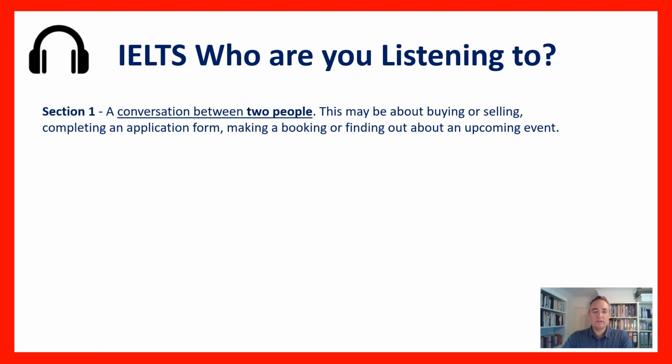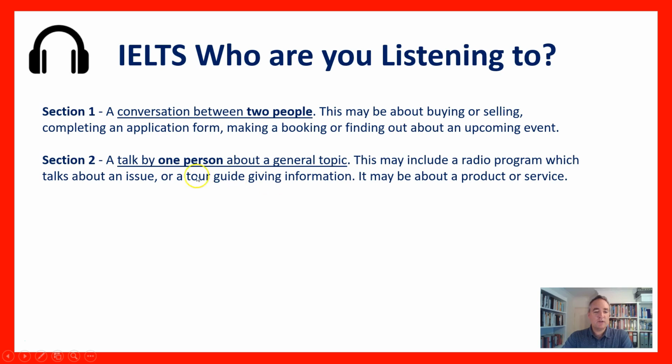So, who are you speaking to? Again, section 1, a conversation between two people. This is so important because if you know who you're listening to, if you know the types of conversations, you can be prepared. You know, at section 1, there's going to be two people, and this might be about buying or selling, completing an application form, making a booking, finding out about an upcoming event. So it's key that you are ready for that listening, that you know what you're going to be listening to. Section 2 is a talk by one person about a general topic. As we've said, it might be a radio program, could be a tour guide, and it might even be an expert talking about a product or a service.